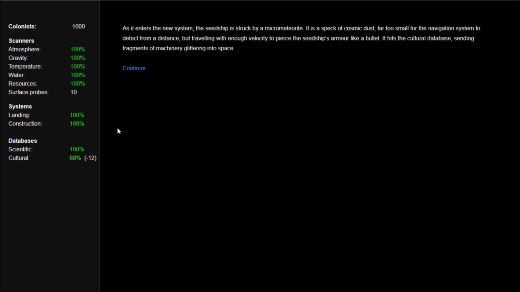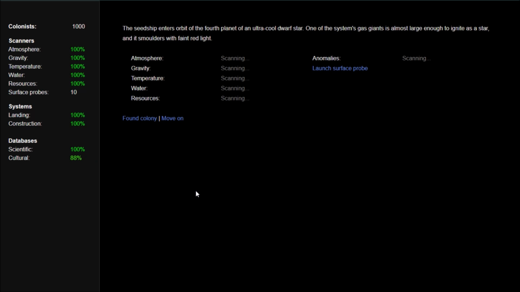It took some damage to our cultural databases. It's okay, we don't need culture. The seed ship enters orbit of the fourth planet of an ultra-cool dwarf star. One of the system's gas giants is almost large enough to ignite as a star, and it smolders with faint red light. Again, we have ourselves a no atmosphere planet.